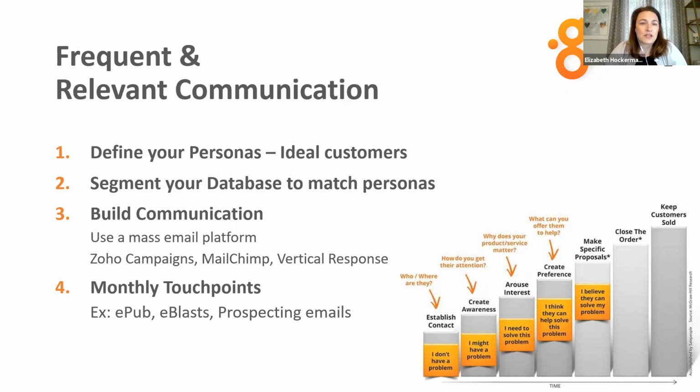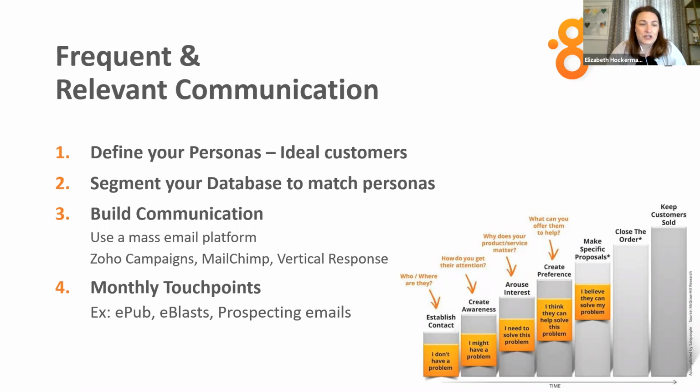Then you want to segment your database to match the personas. If the personas are different job titles or job functions in a CRM database, you're able to tag or flag them so that you can send an email just to each persona. Or, like we said previously, maybe you only want to reach people in a certain region, a certain business size, or a customer.